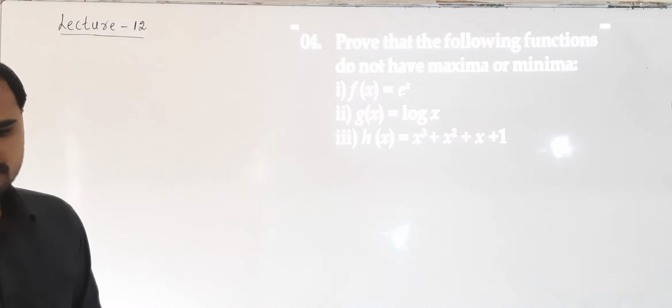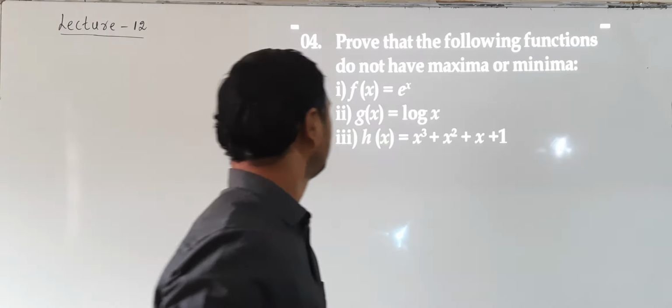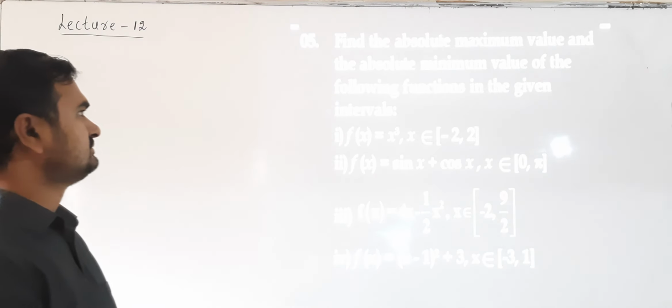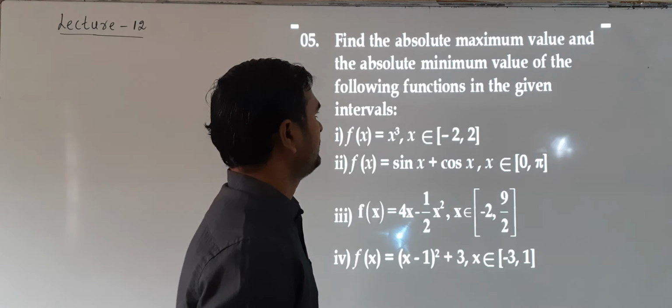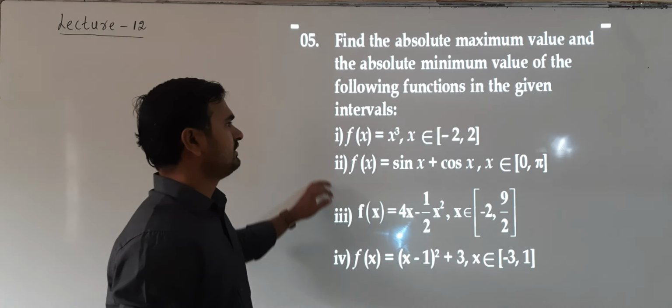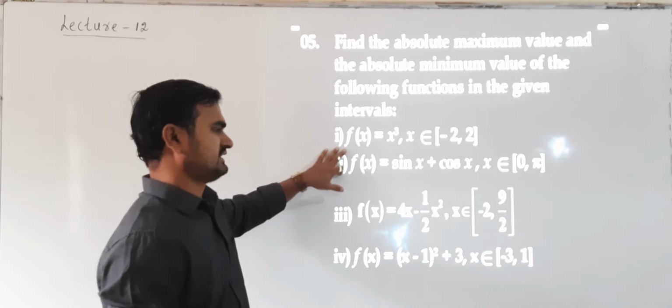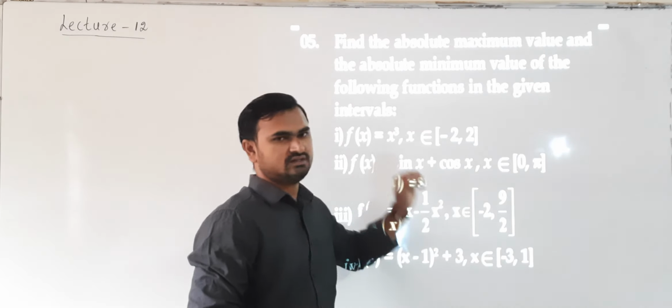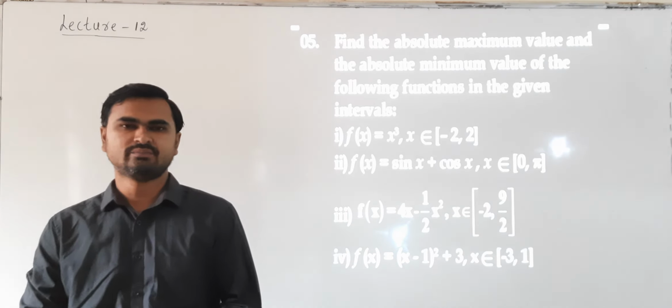Next. So the next question. Number 5. Find the absolute maximum value and absolute minimum value of the following functions in the given intervals. So intervals are given and function is given. We need the absolute maximum and absolute minimum.